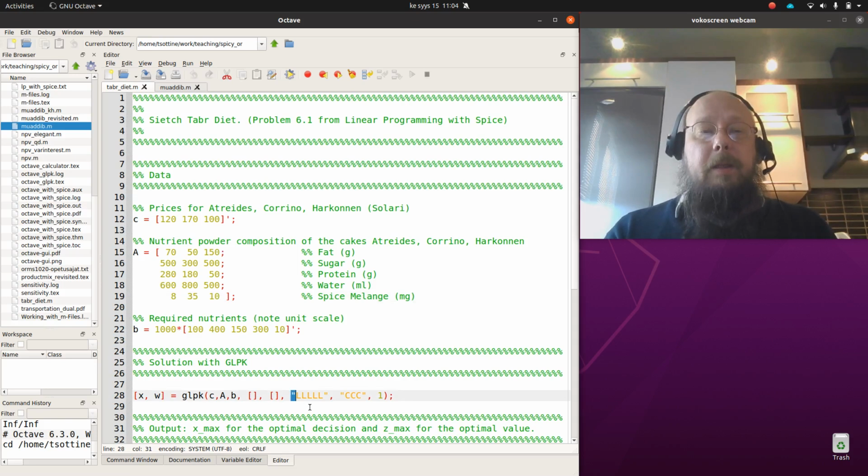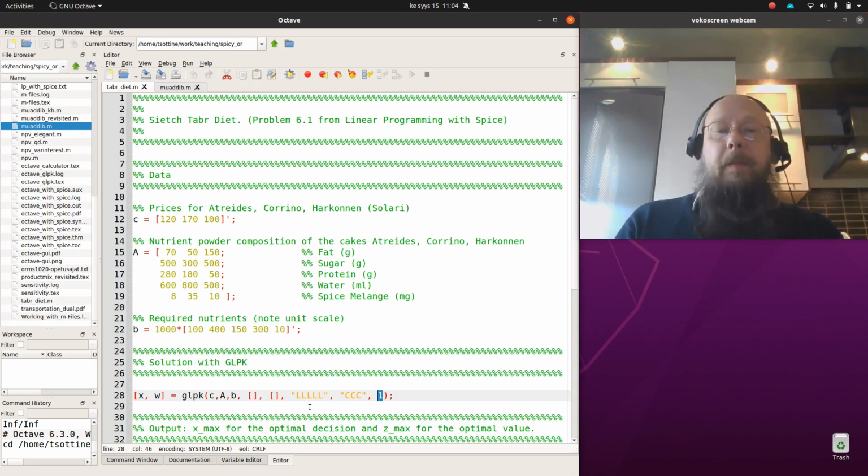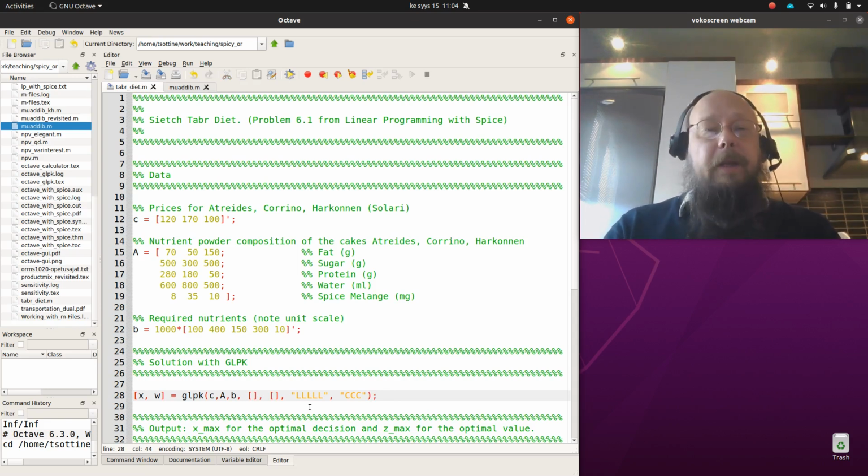So this is L for lower bounds, and this is important, it's not a maximization, it's a minimization, which means that this is not -1 but +1. And we could have also simply omitted this because the default is the minimization. So if it were like this, that would be the same. Now then it's a matter of taste whether we put it there explicitly or not.